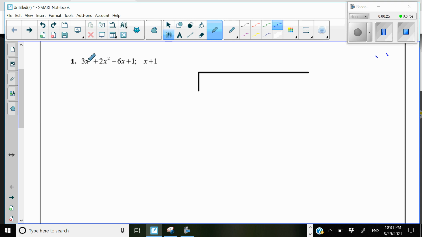In this case, we have x to the 4, right after that x squared. So we're missing x cubed in between them. I'm going to include that in this way: 3x to the 4 plus 0x cubed. The missing term will be included using a 0 coefficient. Then plus 2x squared minus 6x plus 1. Divide that by x plus 1.